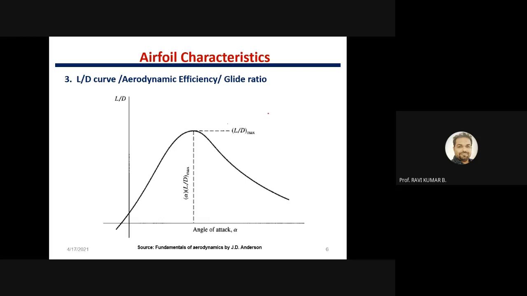So the common L/D ratio that we use depends on the type of aircraft for which you are designing the wing.